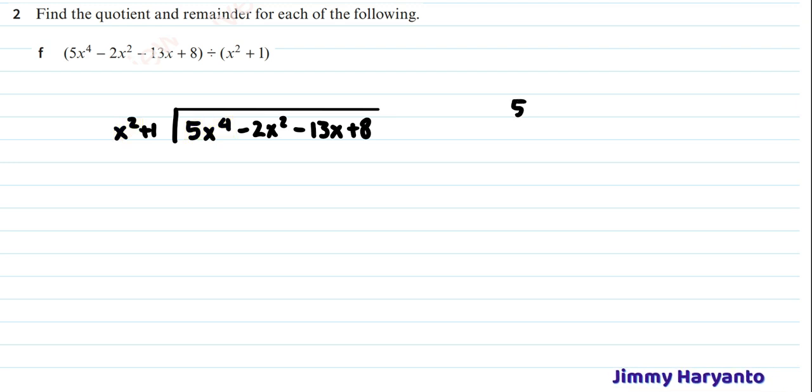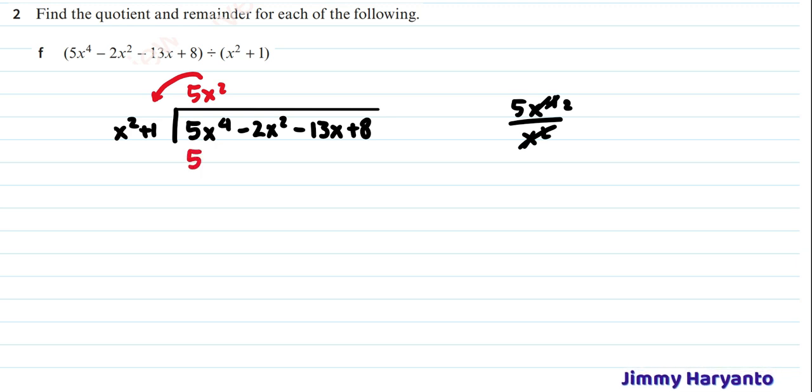That means 5x to the power of 4 divided by x squared. You can cross out the x squared with the x to the power of 4. You'll have 5x squared as the result. That means our first answer is 5x squared, and then don't forget to multiply it. You'll have 5x to the power of 4, and then when you multiply this, you will have 5x squared, right? Plus 5x squared. Wait, plus 5x squared.